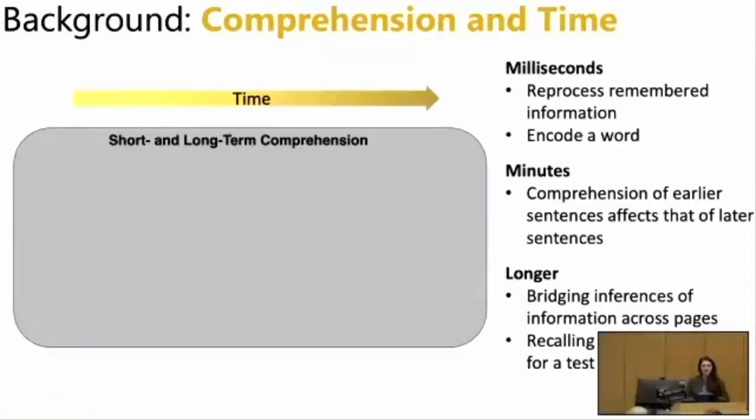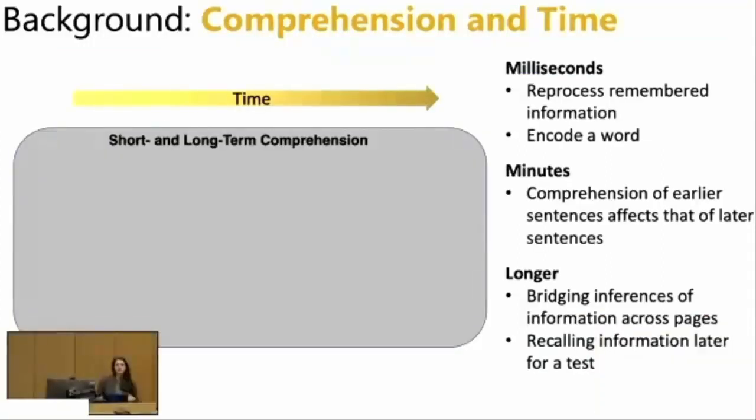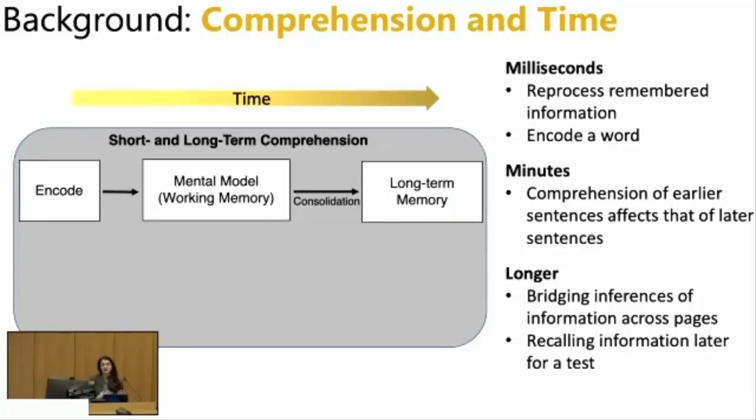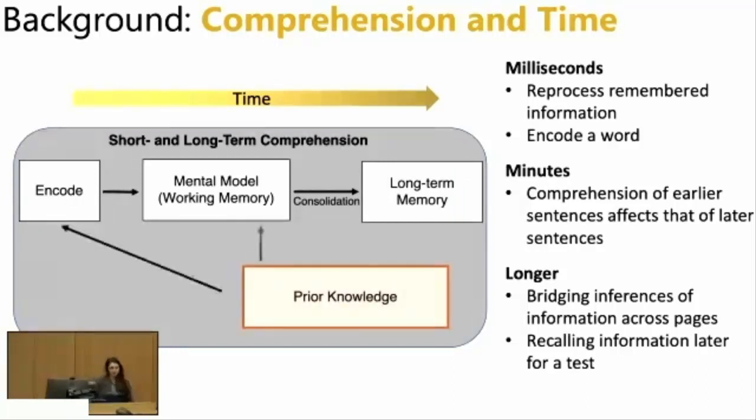But comprehension, while it unfolds at different depths, also unfolds at different times. So over several hundred milliseconds, you're looking at that word, you're encoding it, and then storing that into working memory. And from there, you can use it for a time, and you can also consolidate it into long-term memory. And during this whole process, prior knowledge is affecting how information is encoded and remembered.